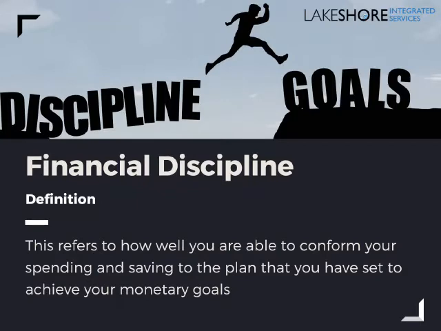Financial discipline refers to how well you are able to conform your spending and saving to the plan that you have set to achieve your monetary goals. How well you are able to conform your spending and saving to the plan. You must have a plan, to achieve your monetary goals.